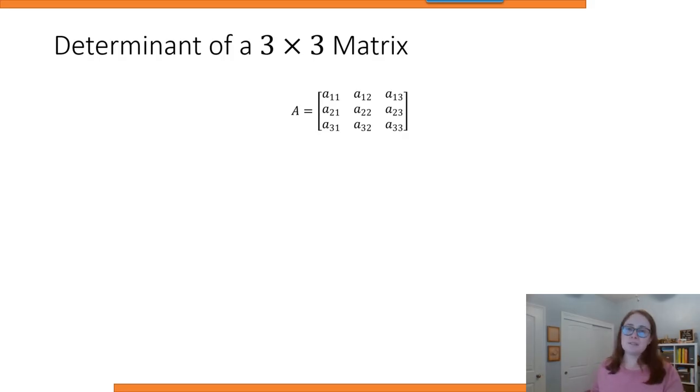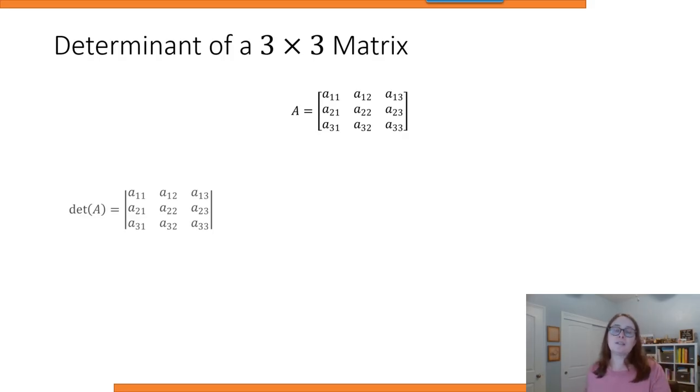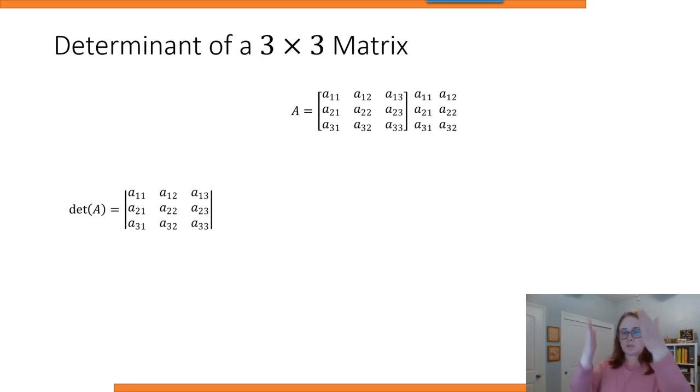So how this is going to work is I'm going to take my 3x3 matrix, and the first two columns of the matrix, I'm going to replicate them on the outside of the matrix to the right. So I'm going to rewrite my matrix with the first two columns rewritten off to the right. And what this allows me to do is expand out my matrix, and it gives me more diagonals, kind of like what we were doing with the 2x2.